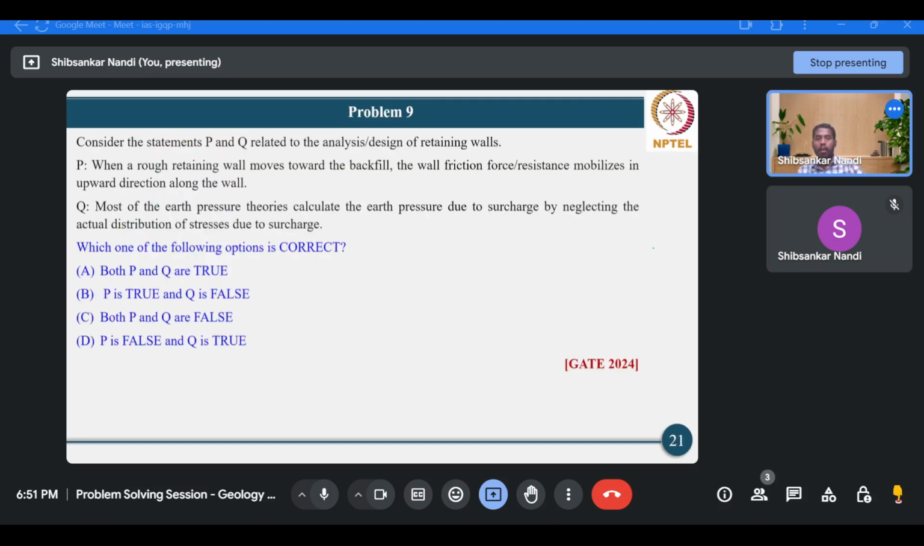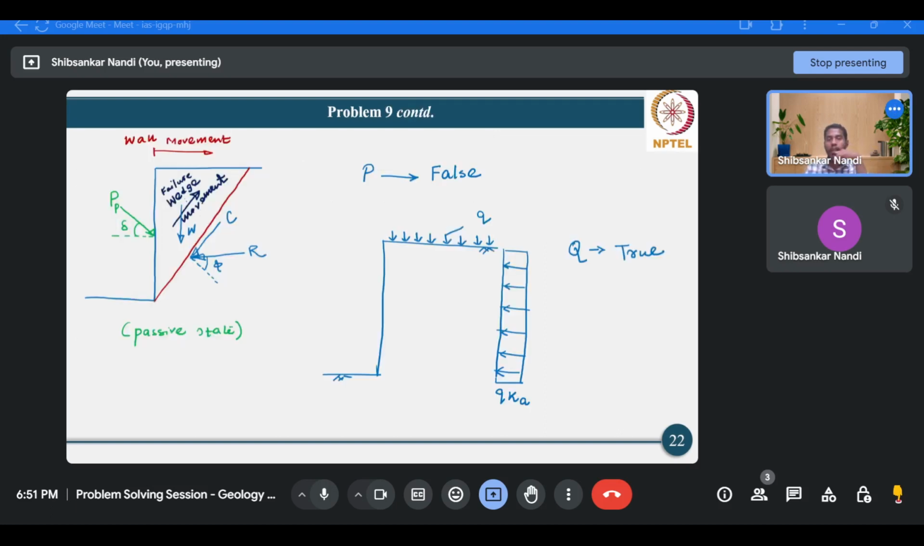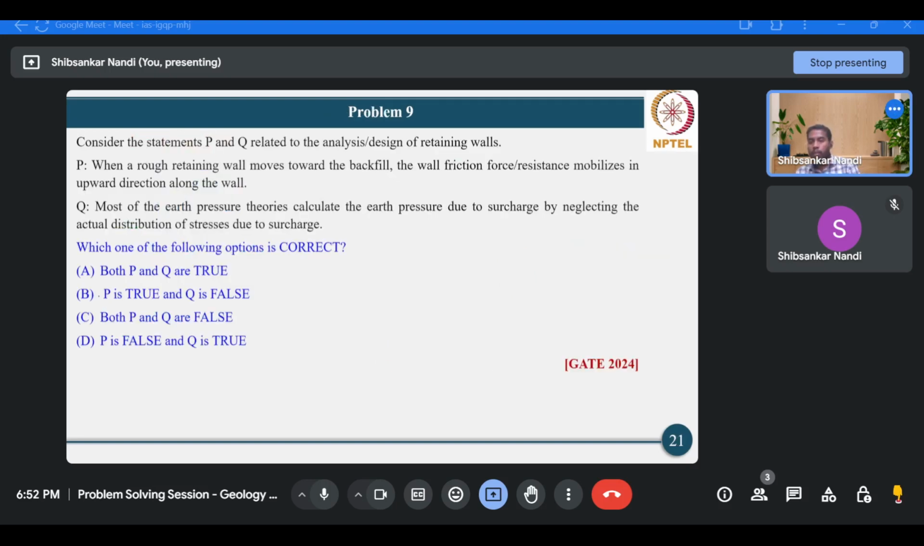So we have neglected the actual distribution of stress due to surcharge. We have basically taken the lateral earth pressure due to the surcharge as Q times K, a uniform distribution multiplied by the coefficient of earth pressure. So that means P is false and Q is true.